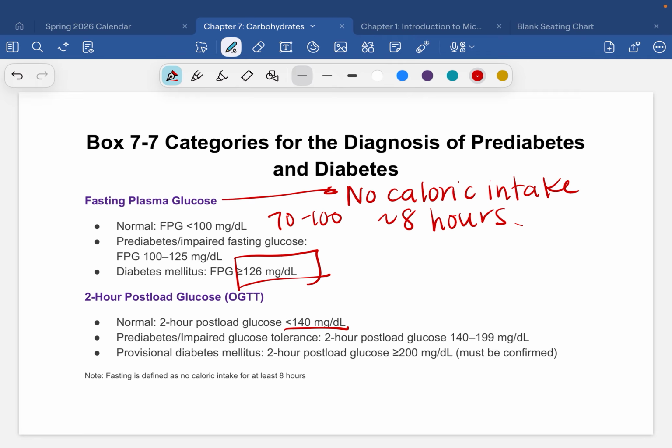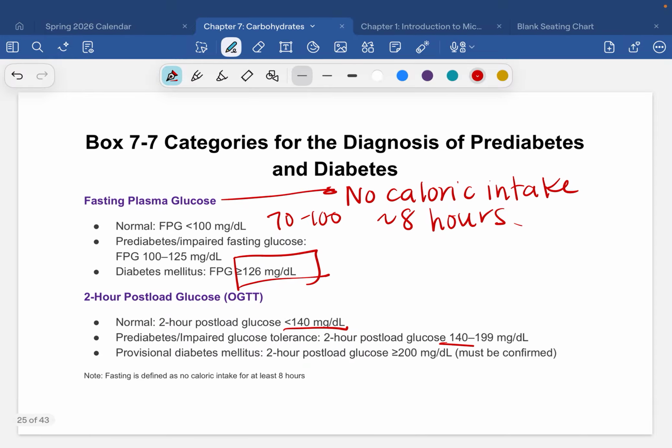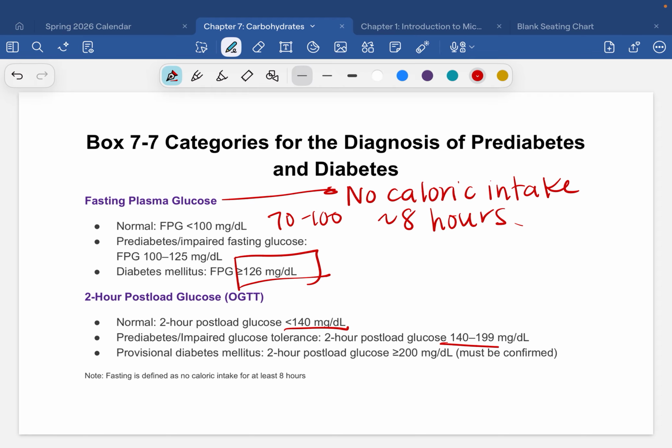Okay. Prediabetes or impaired glucose tolerance, your 2 hour post-load glucose levels will be between 140 and 199. And diabetes mellitus, that 2 hour post-load glucose is over 200. However, this result is mostly diagnostic, but it does have to be confirmed with this. So if a person comes in and they have this provisional diabetes mellitus, they do the 2 hour post-load glucose test and their result is over 200 milligrams per deciliter, they will follow that up and confirm it with a fasting plasma glucose.